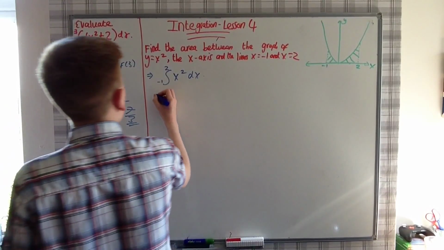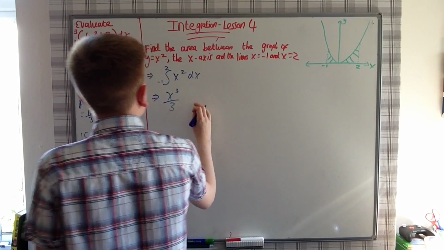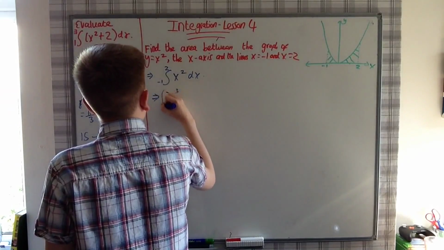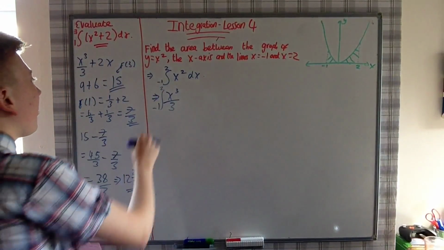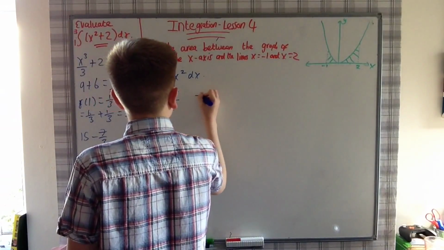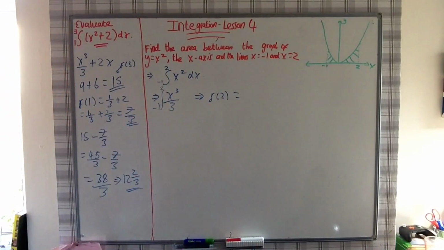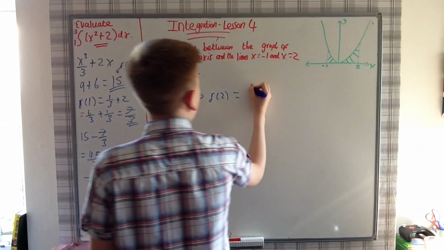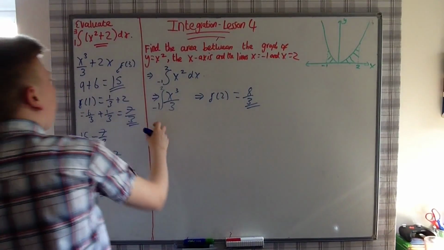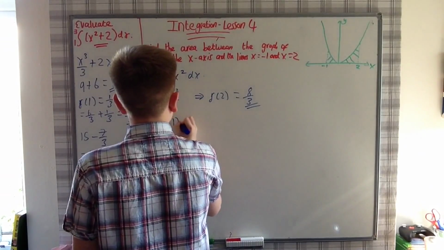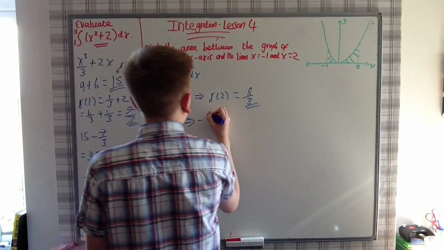So we have to now integrate this, and we get x cubed divided by 3. And remember, we now have to sub in 2 and minus 1. So firstly, substituting in 2, our upper limit, into this integrated function, we get 2 cubed, which is 8, divided by 3. And now we need to substitute in our lower limit. Minus 1 cubed is minus 1. Divided by 3 is minus a third.